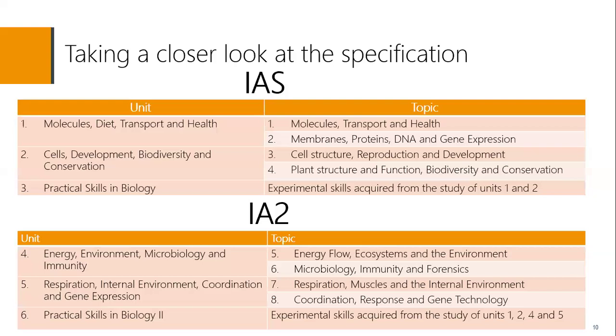So IA2 comprises energy, environment, microbiology, and immunity for Unit 4, and for Unit 5, respiration, internal environment, coordination, and gene expression. So the topics covered in the IA2 are more demanding than those in the IAS, bringing together further basic concepts and preparing students for the rigors of higher education.